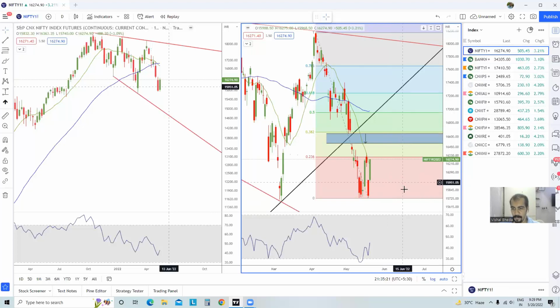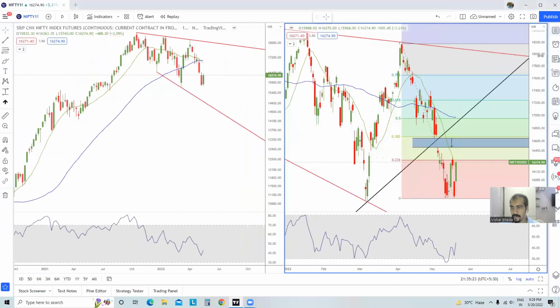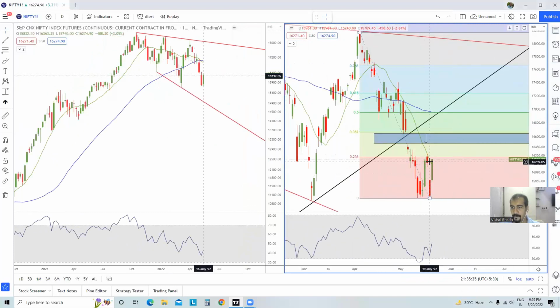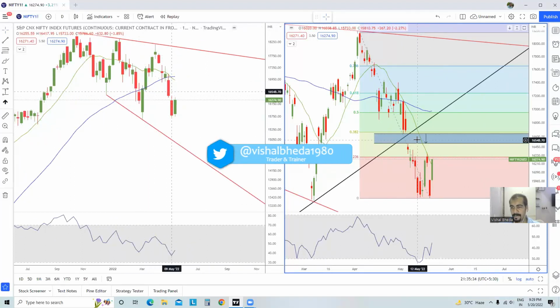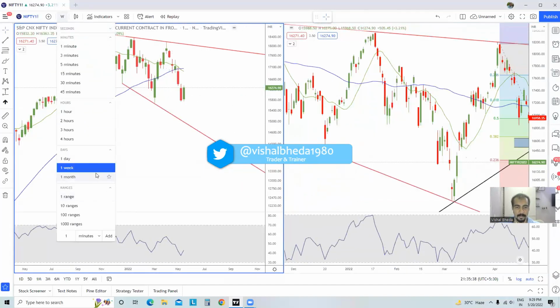All right. So let's start with Nifty Futures first. In front of the screen, we do have the daily and the weekly charts of Nifty Futures current month. On the left-hand side, we have the weekly time frame, and on the right-hand side, we have the daily chart. First thing I would like to share with you is the monthly time frame.